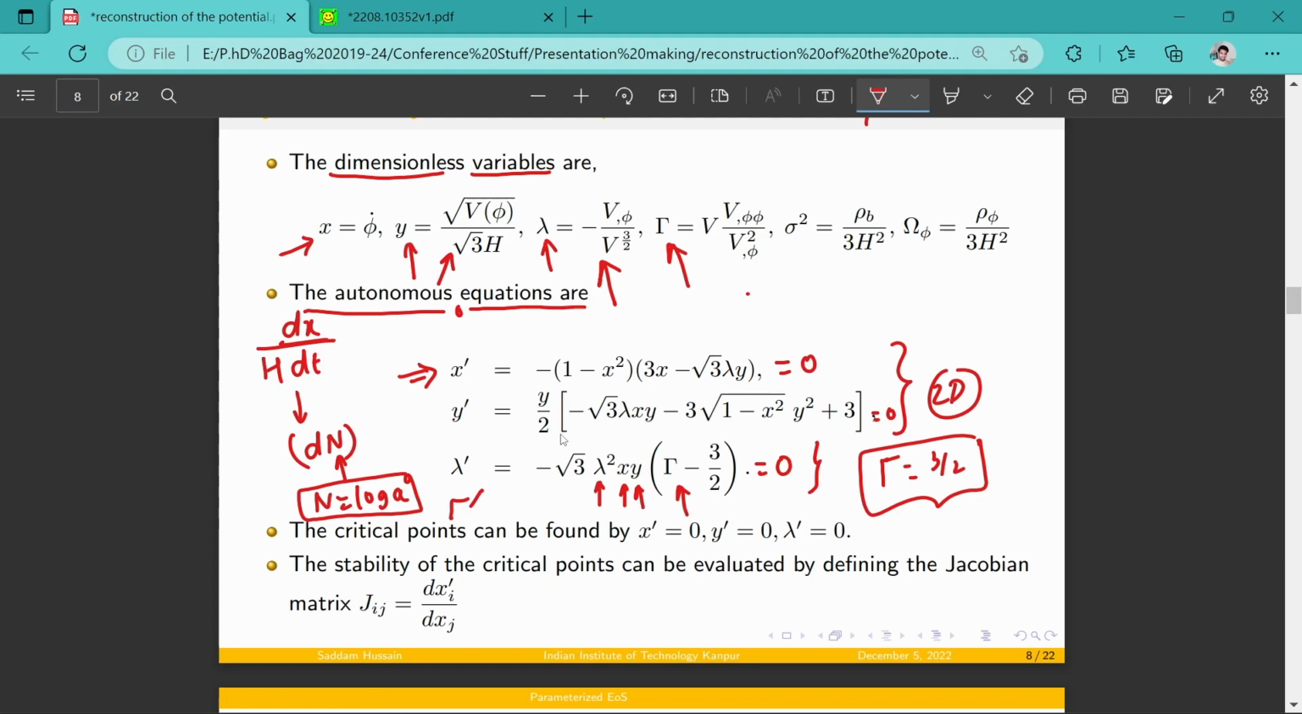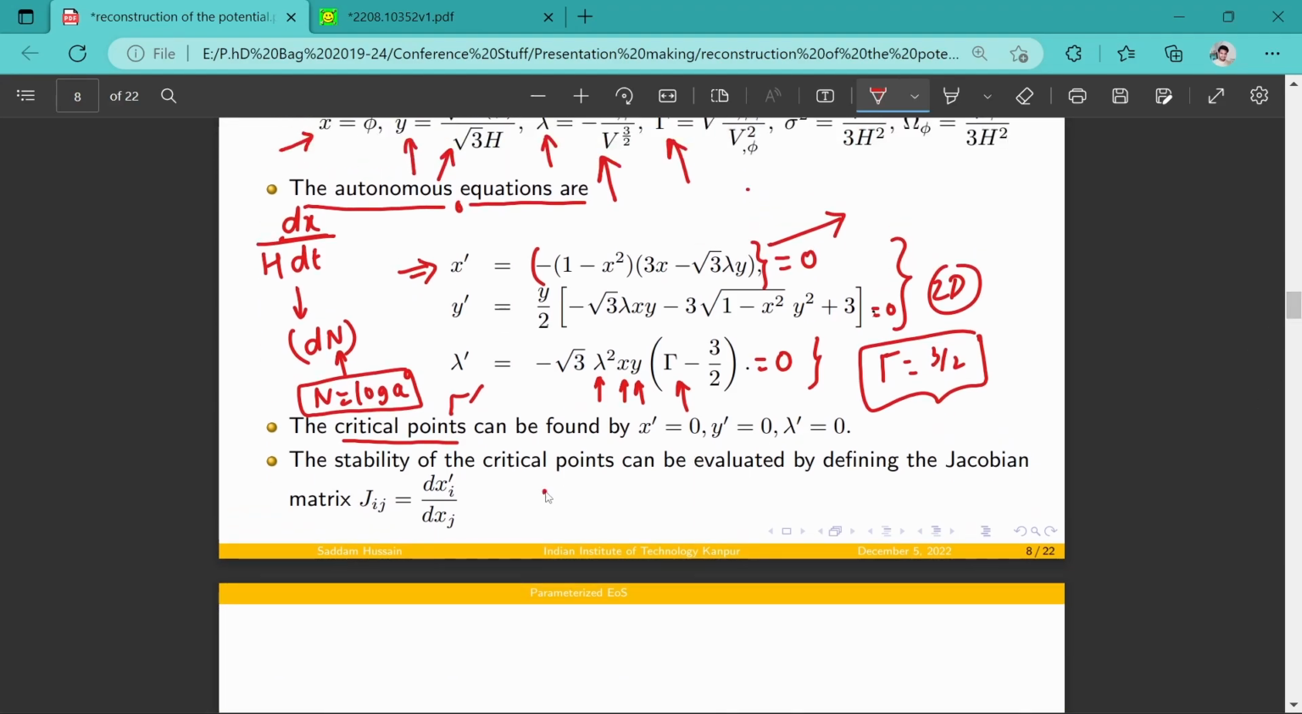So we are going to adopt a different technique that we will talk about. Now as you have finished with the critical points, the next work is to find the stability of these critical points. How will you do it? You take these equations and linearize them, meaning you do a Taylor series expansion. To do that, you can construct a Jacobian matrix which will look like dx prime over dx, dx prime over dy, dx prime over d lambda, and so on for dy prime and d lambda prime.